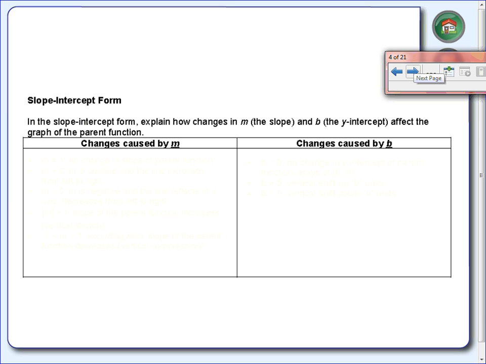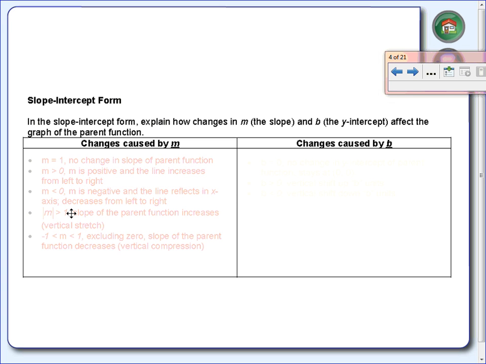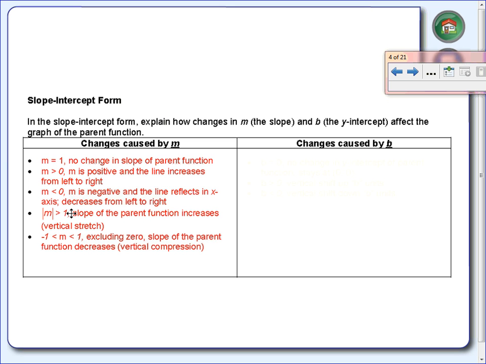Now, the first one I want to talk about is the slope-intercept form. This is the one you guys have used quite a bit. What we're going to do is look at two specific things, the slope and the y-intercept. What are some of the changes that are caused by m, the slope? Well, there's a lot, guys, so here we go. We need to get all of this down in that little box that we have provided, so you're going to have to write pretty small to squeeze all that in. So here we go.